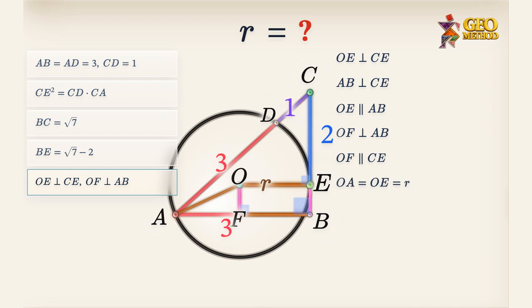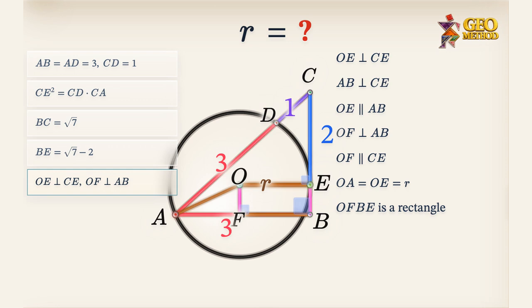Mark the radius label next. Segments OA and OE are radii of the same circle, so both carry the unknown radius r. These right angles turn OFBE into a rectangle. That matters because a rectangle lets us transfer lengths without new computation.